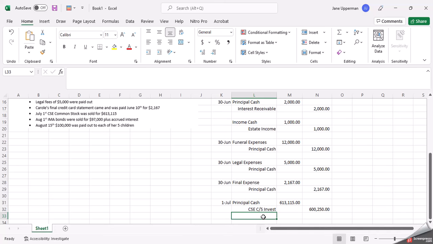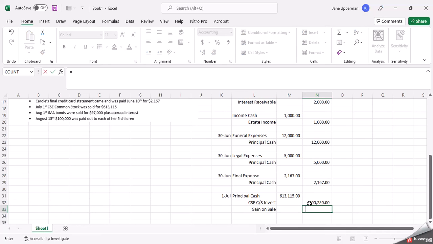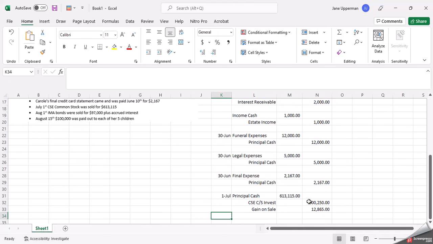And now we sold it for more than it was worth. So then we have a gain. And the gain would be calculated by taking the proceeds minus the cost, or the value at the time when the estate was settled. So there's a gain on the sale.